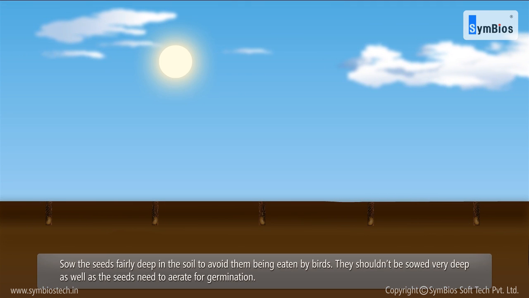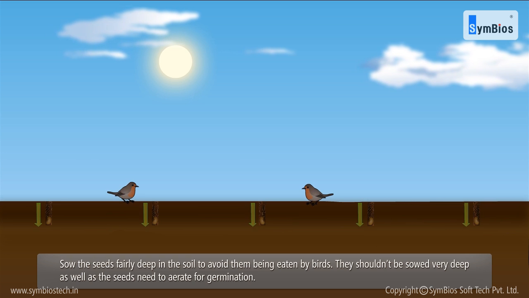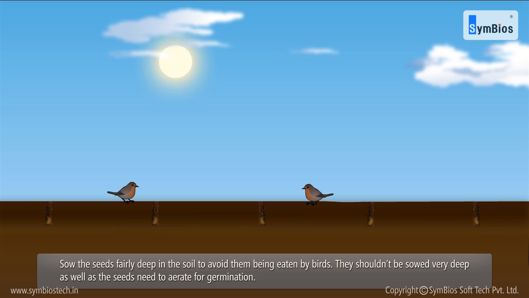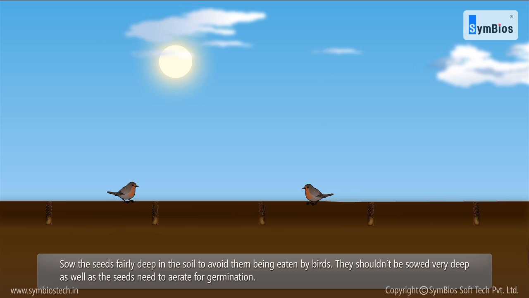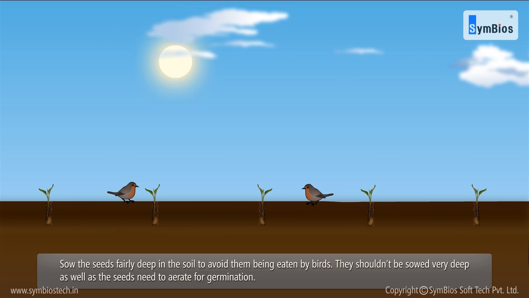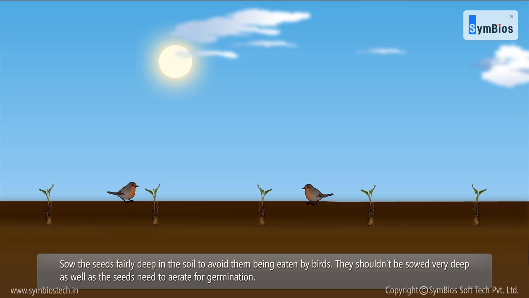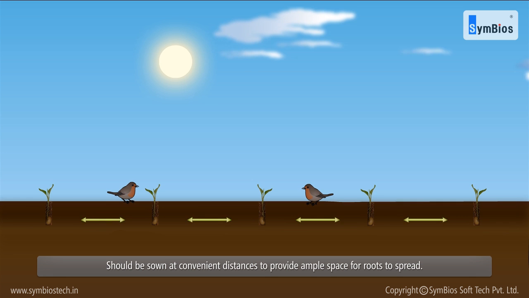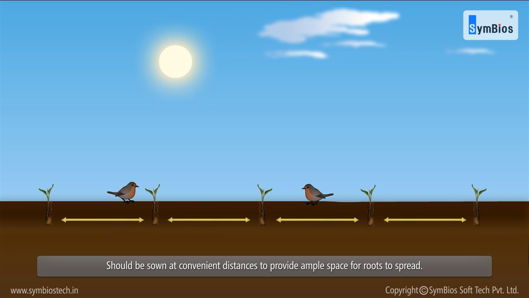Sow the seeds fairly deep in the soil to avoid them being eaten by birds. They shouldn't be sowed very deep, as the seeds need to aerate for germination. They should be sown at convenient distances to provide ample space for roots to spread.